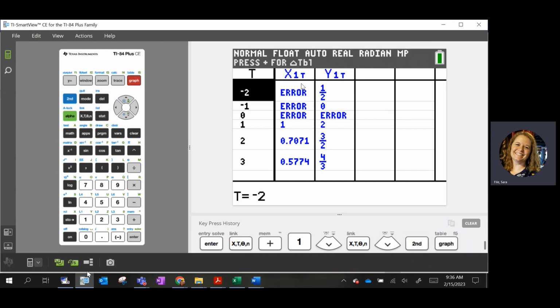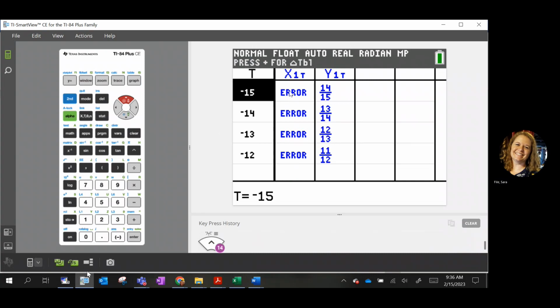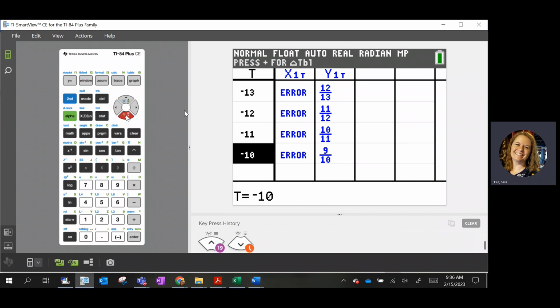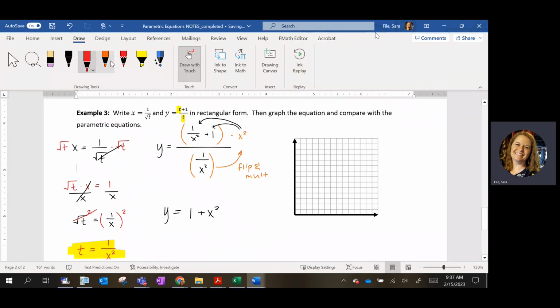So let's go back on x's. I'm getting several errors for all of these negatives. X, when t is negative, x is an error. And then I've got an error also at 0 for both the x and the y. So let's look at those equations again. T for the x equation is under the radical. That makes sense that it can't be negative, right? You can't take the square root of a negative.